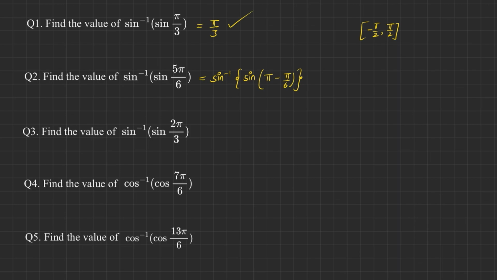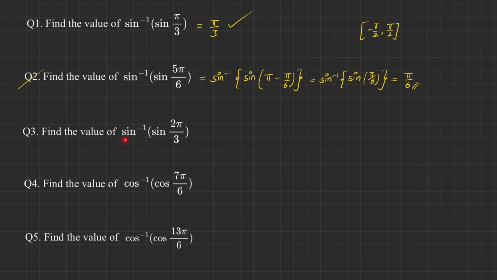So here we can write this as sine inverse sine pi by 6, okay? Now as you can see that this pi by 6 lies in the principal range, so sine inverse of sine pi by 6 is pi by 6. So the answer is pi by 6 for this question number 2. So question number 2 also done.